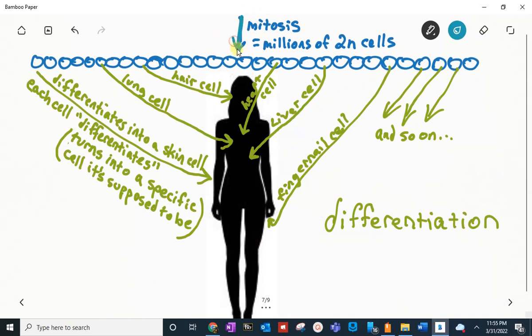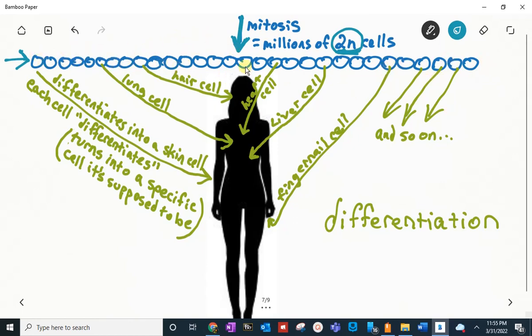So starting at the top here, I'm continuing from the page before. We've gone through mitosis again and again and again. And that gives you millions and millions of these 2N, these diploid cells. What does 2N mean again? 2N means two sets of chromosomes, one set from mom, one set from dad. So here is just a string of a whole bunch of 2N cells that were created from the mitosis. Obviously, these are not millions of cells because I don't have the time to draw all of that, but I drew all these cells up at the top.